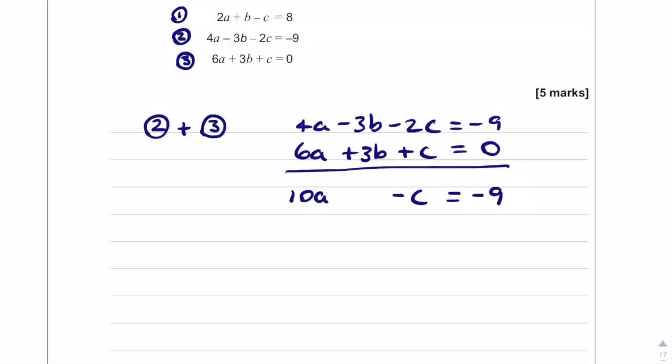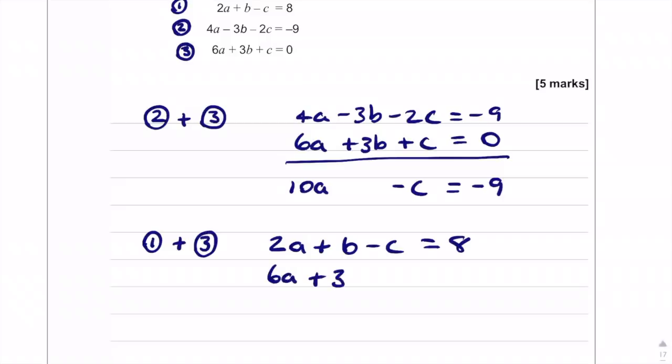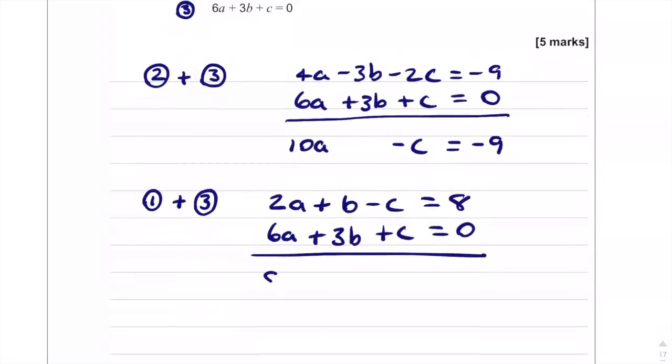Then we need to take a different pair of the equations. So what I'm thinking is if we take equation 1 and equation 3, because if we look at the c terms, the coefficient is the same. We've got minus 1 and plus 1. So if I do equation 1 plus equation 3, then that's going to be 2a + b - c = 8. Then we've got 6a + 3b + c = 0. So we add these, I get 8a + 4b = 8.